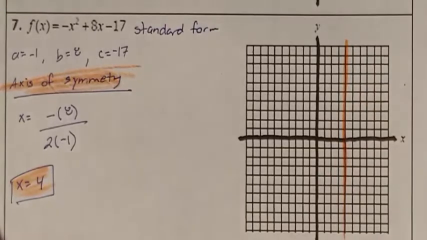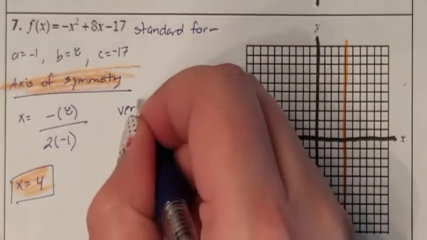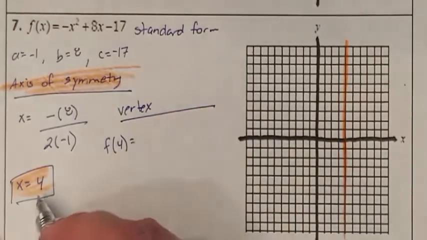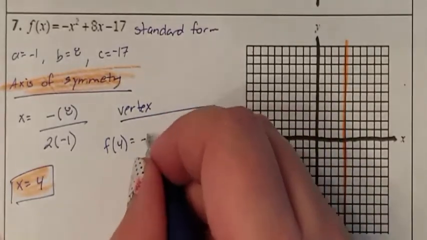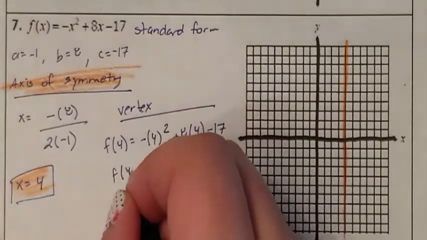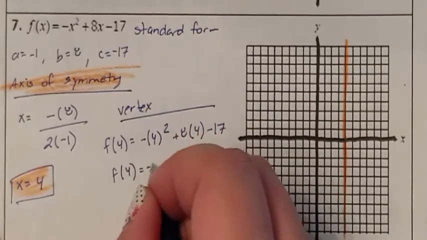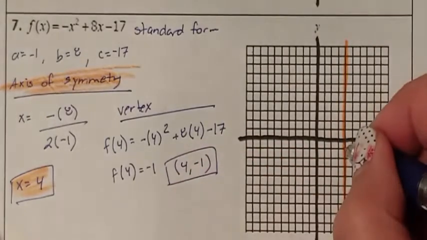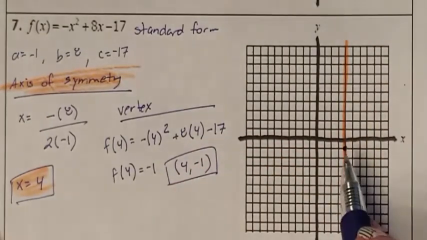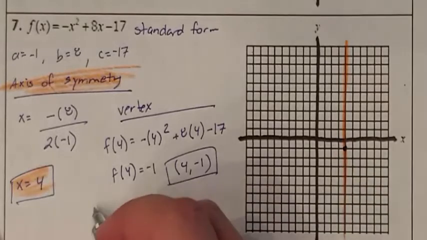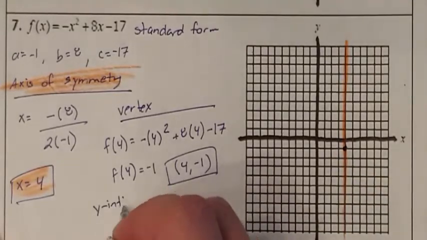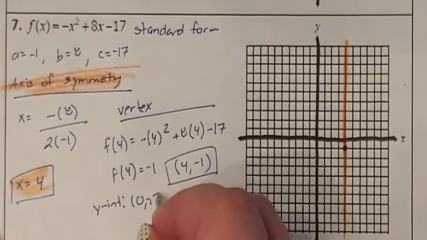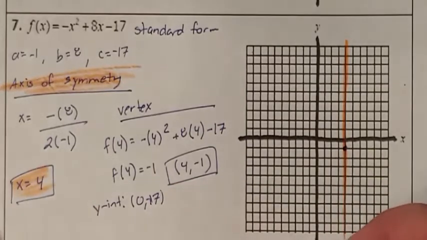Now I need to find where on there is my vertex. You find your vertex by testing at the axis of symmetry. So when x is 4, I get -1. So my vertex is at the coordinate point 4, -1, which is right here. I need to know how I cross the x-axis, so let's see if the y-intercept gives it to me. I cross the y-axis at -17, and that is way down here.